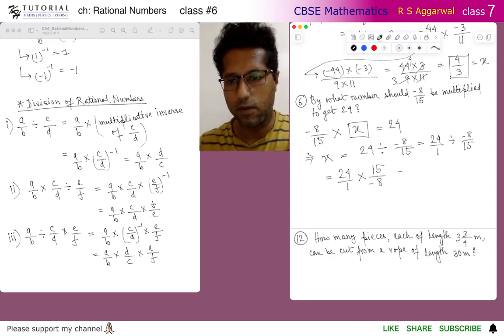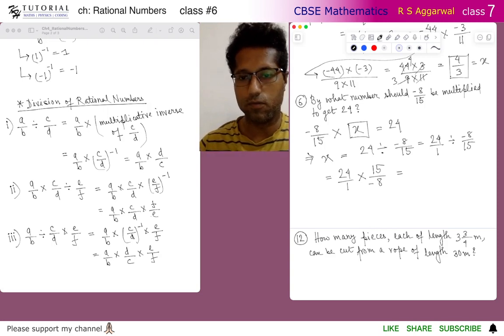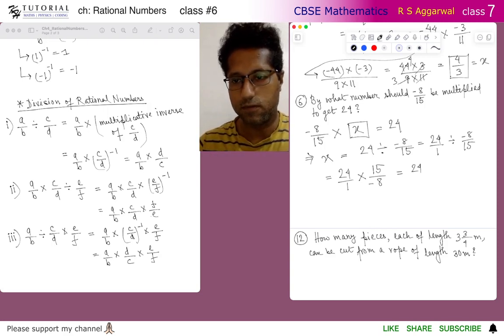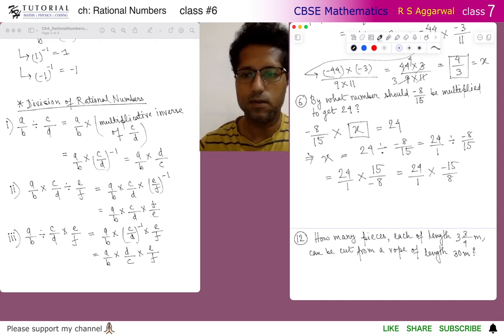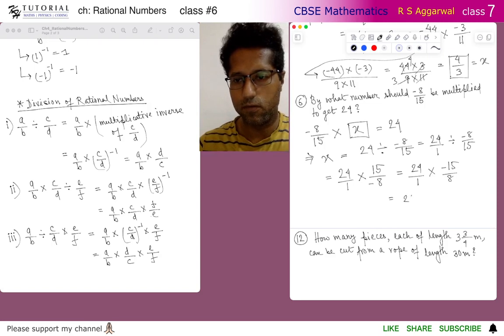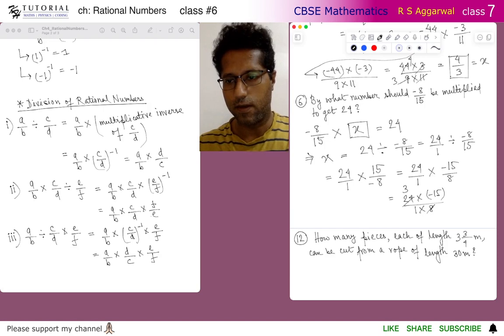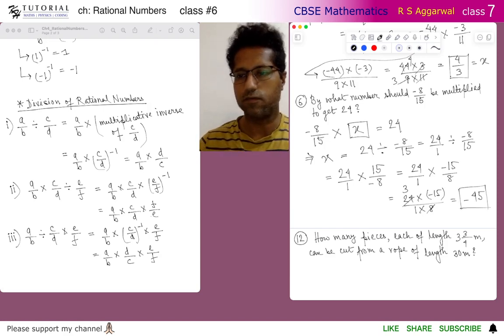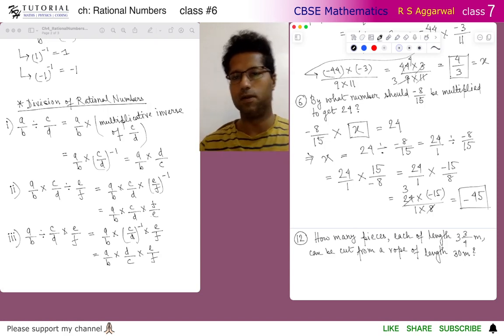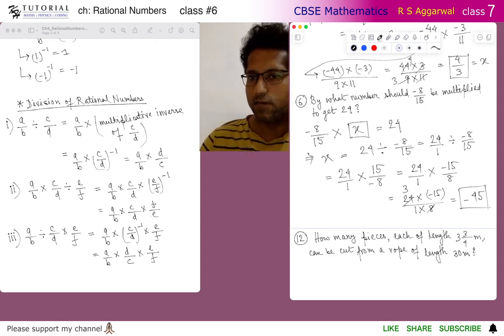Now we have to convert the negative denominator to positive, and this becomes 24 by 1 multiplied by minus 15 by 8. So now this is 24 multiplied by minus 15 divided by 1 multiplied by 8. So 8 cancels with 24 to give 3, and we have minus 45. So the number that we are asked to find is minus 45. It should be multiplied with minus 8 by 15 to get 24. Okay.